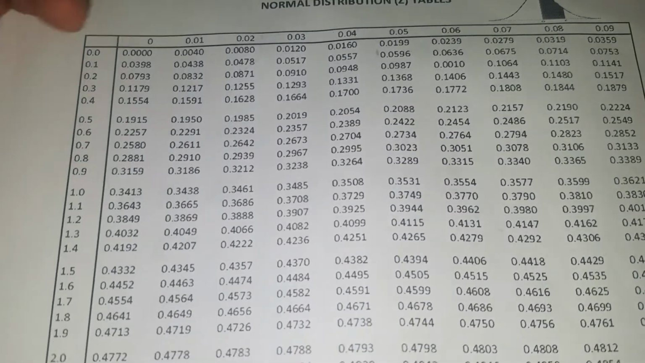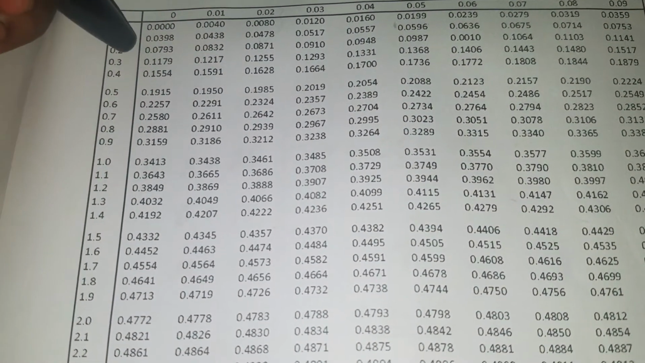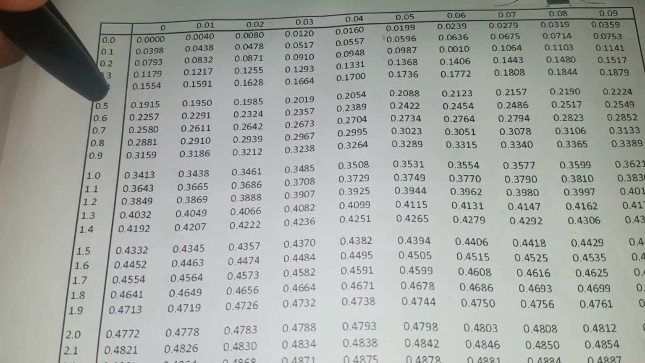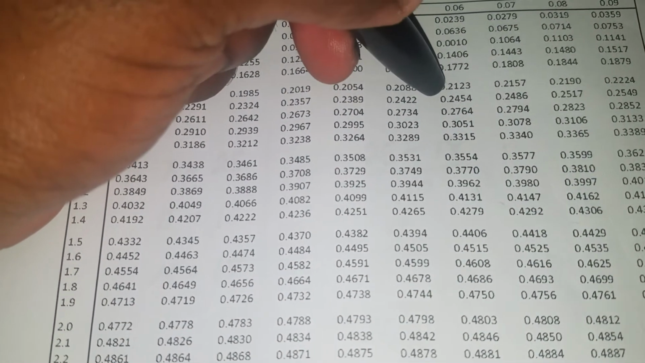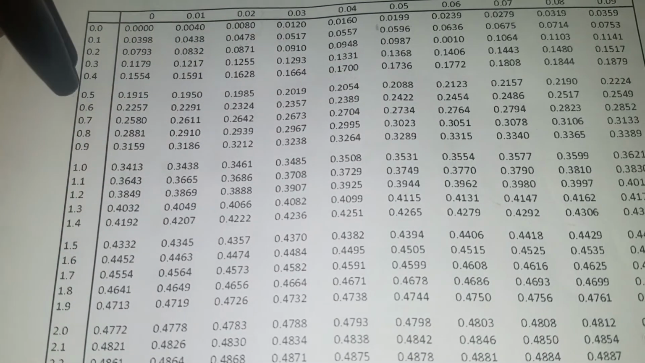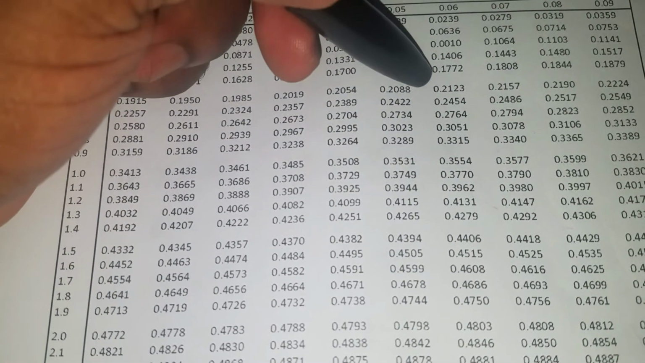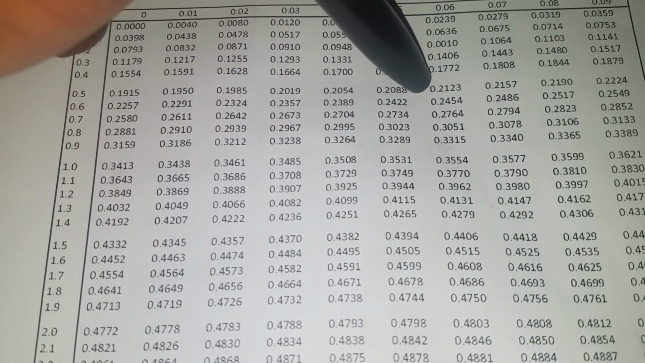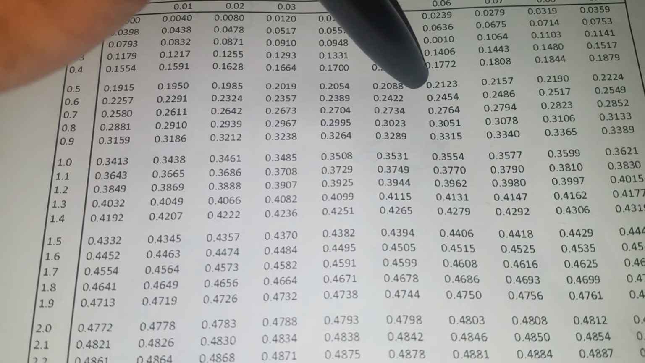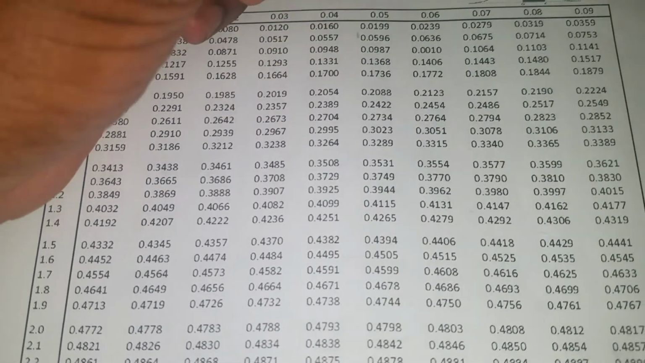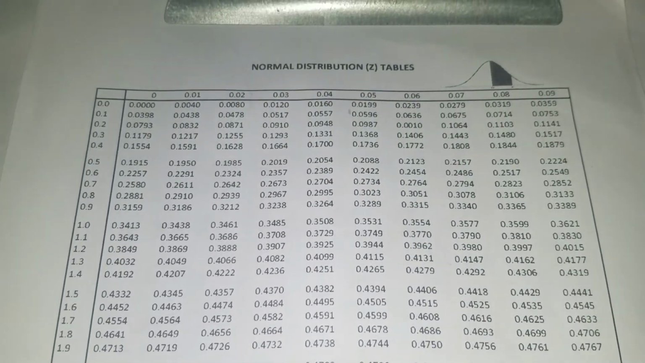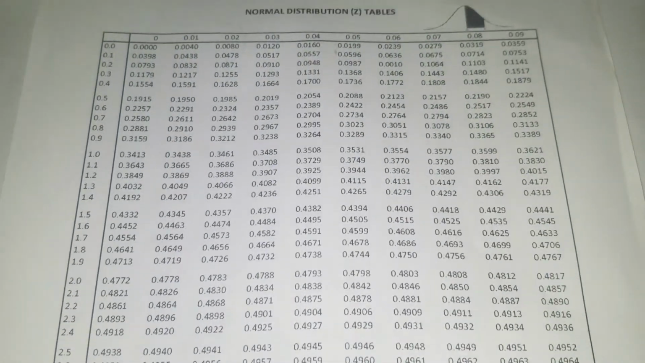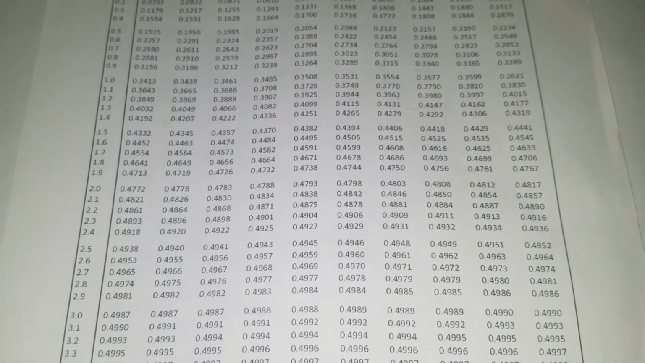Let's say we have a Z score of 0.56. So we'll first look over here, 0.5, and then we go all the way over to the 6, and this would be the 6. So for a Z score of 0.56, we would have a probability of 0.2123, and that's basically how we identify a probability on a Z score table.